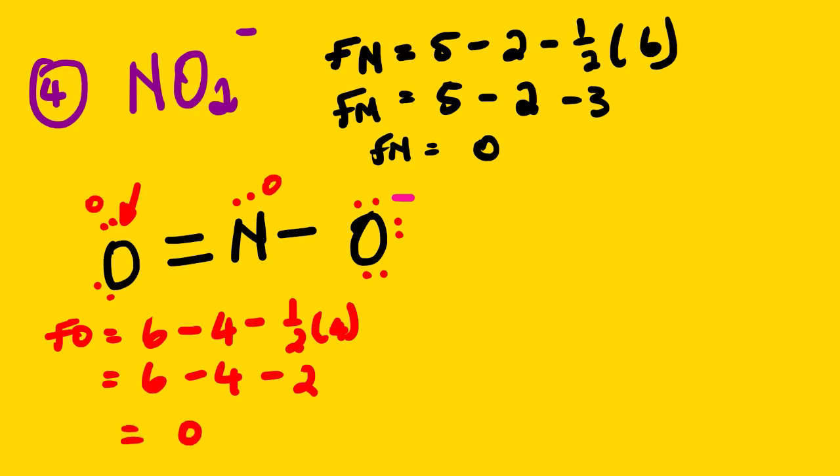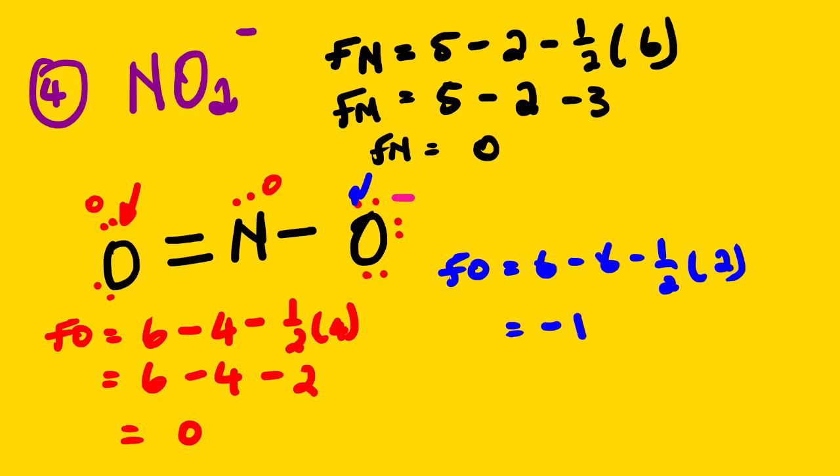So we have 0, 0, and for this one, the second one, the formal charge of the second oxygen is 6 minus lone pairs, it has 6, minus half of bonded, it only has 2. So you can see that this will get rid of this. Then we have minus half multiplied by 2, it's -1. So you can clearly see that this negative comes from the second oxygen.